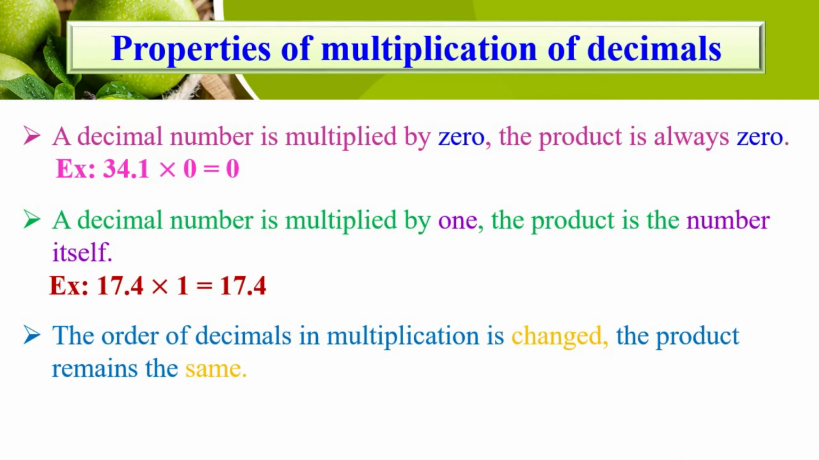Let's see the third one. If the order of decimals in multiplication is changed, the product remains the same. Let's see the example. 2.1 multiplied by 1.1. Both are decimal numbers. Multiplying the numbers, we get 2.31. So here the order is changed. 1.1 multiplied by 2.1. We get the answer 2.31. So if the order of decimals in multiplication is changed, the product remains the same. Same answer only.